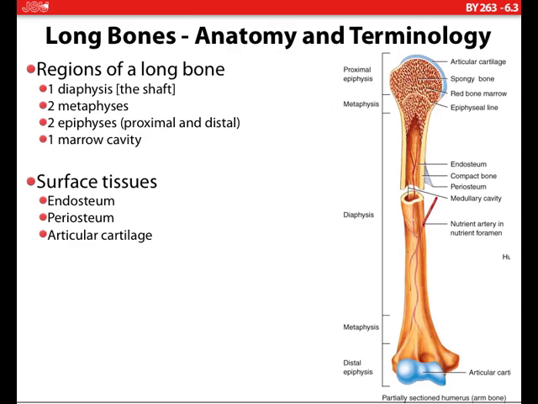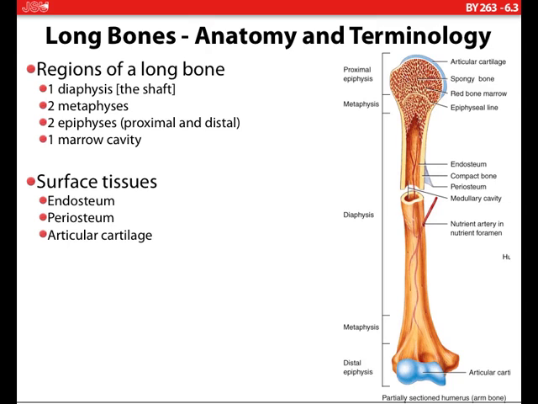Know the different regions. Okay, now we're changing topics. We're talking about the areas on a long bone. The shaft is the diaphysis, then the metaphysis, here, this is a metaphysis, and the epiphysis, the area here and there. What's in the center? A medullary cavity, or here it says a marrow cavity. Either term is correct.